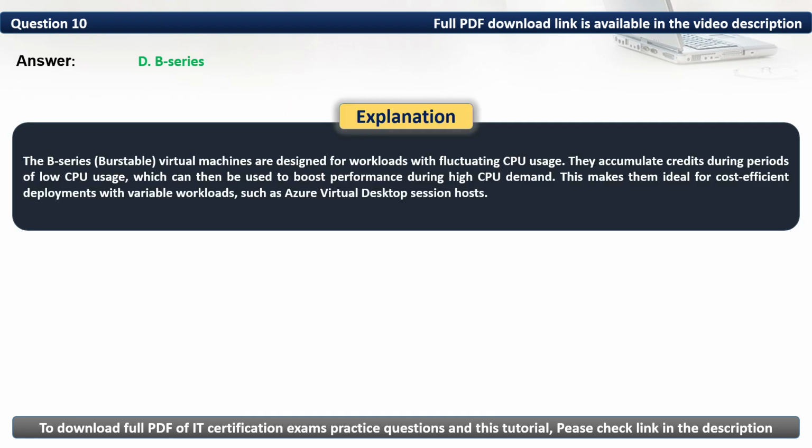The B series virtual machines are designed for workloads with fluctuating CPU usage. They accumulate credits during periods of low CPU usage, which can then be used to boost performance during high CPU demand. This makes them ideal for cost-efficient deployments with variable workloads such as Azure Virtual Desktop session hosts.